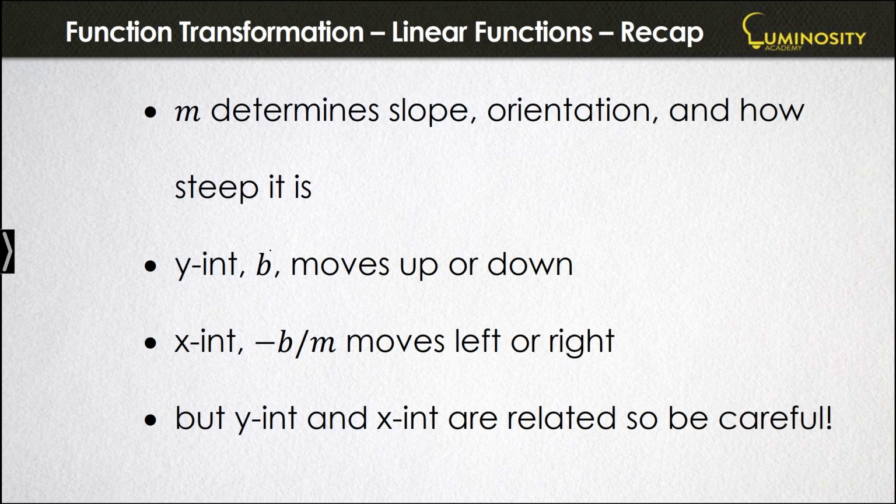So just to recap, m determines our slope, our orientation, and how steep our graph is. Our y-intercept, or b, tells us if we're moving up or down. Our x-intercept of negative b over m moves us either to the left or to the right.